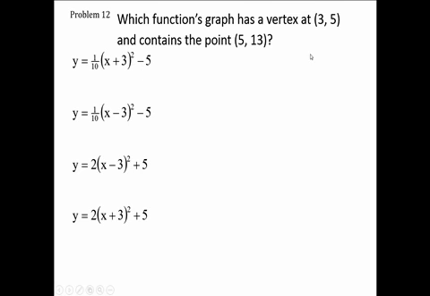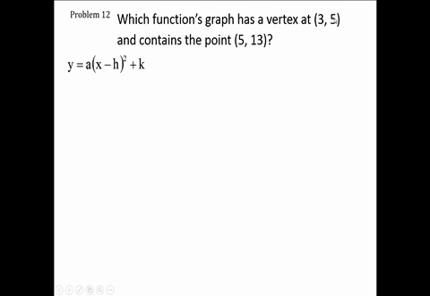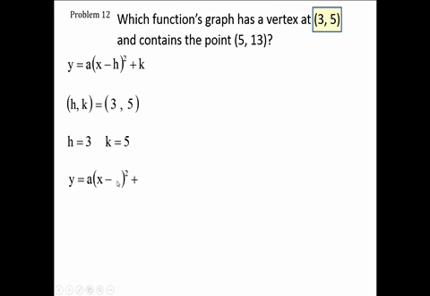Now, we have a vertex at (3, 5). Take my formula here, take that vertex and put in a 3 here and a 5. We're talking about the vertex being (h, k), where h is 3 and k is 5. Plug in a 3 here and a 5 here. Now, it's automatically going to eliminate some of the possibilities, not all of them, because h is 3 and k is 5.